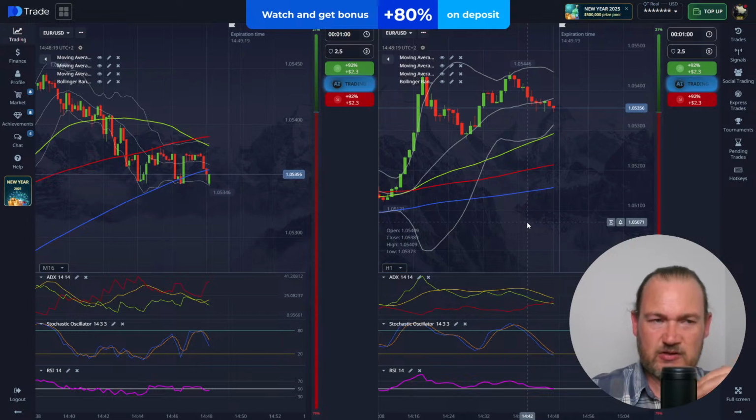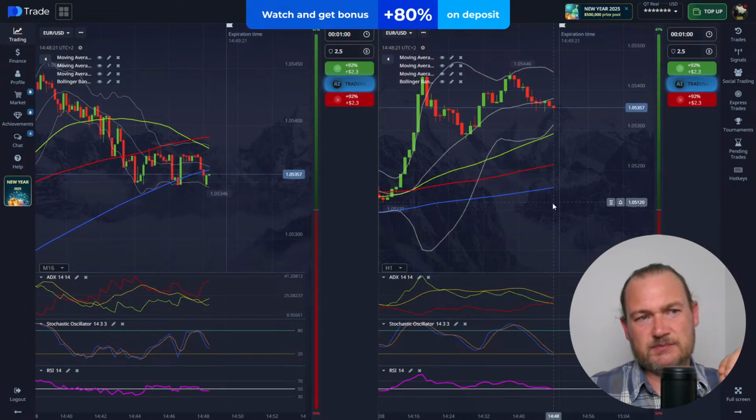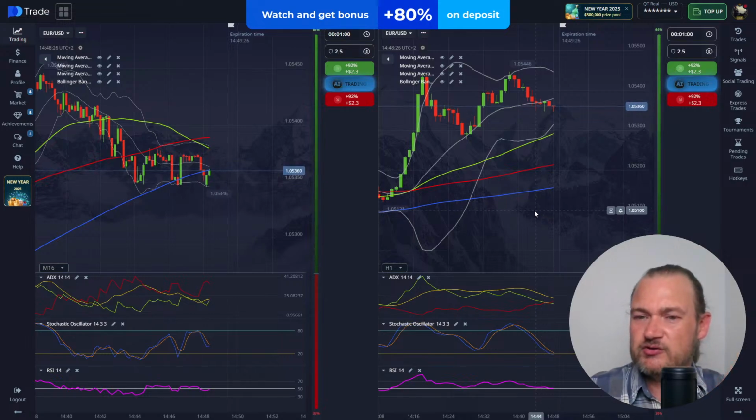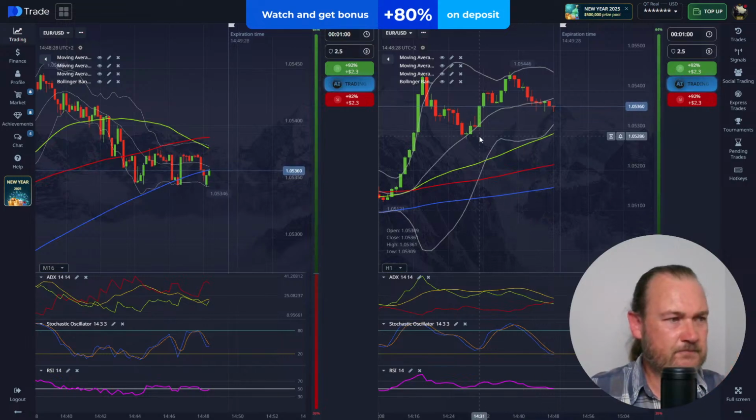But like I said, I am rushing my trades a little bit because I want to show how we use Martingale. That's the most important thing.